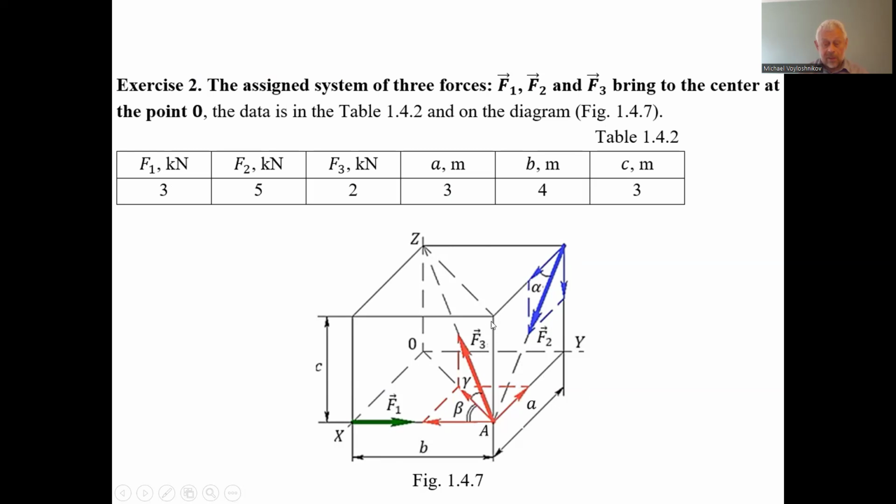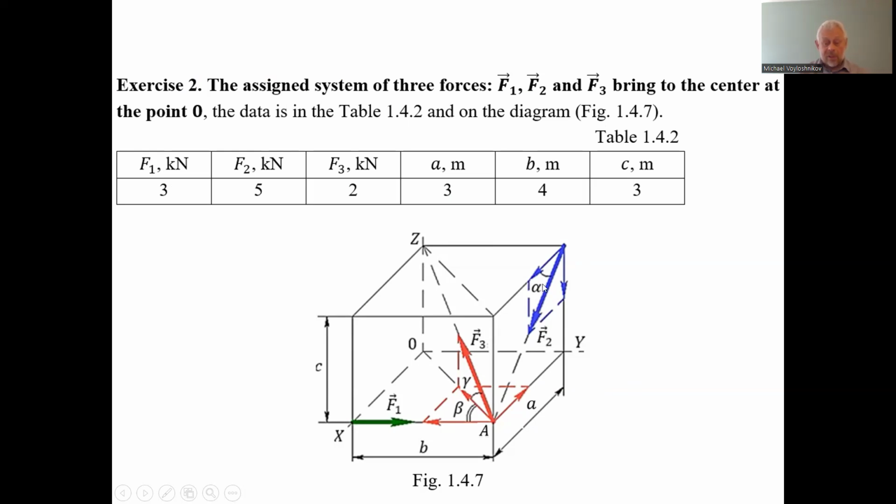The vertical one, the magnitude of F3 multiplied by sine gamma, causes the negative moment with the arm A, negative because it rotates the body clockwise around the y-axis if you look toward the gamma direction.